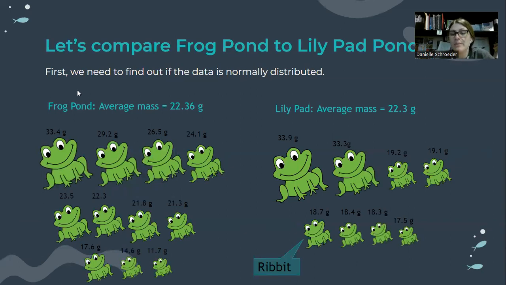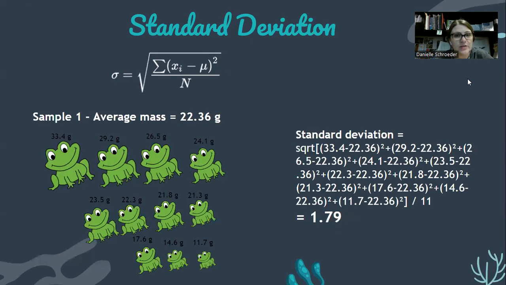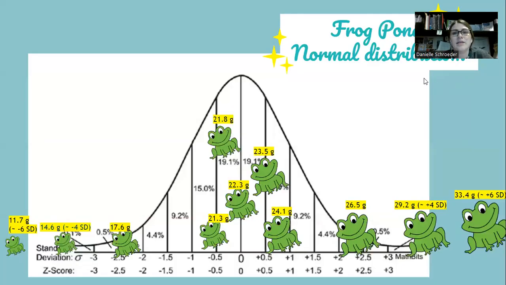Instead, let's do our comparison again where we're looking at Frog Pond and Lily Pad Pond, okay? Here's the frogs I collected there. Here's the frogs from Lily Pad. Let's find out if this data is normally distributed. Calculate the standard deviation. And here we go. This is Frog Pond, okay? Frog Pond, we've got our little frogs down here. We've got our big frog up here. And then what do you know? Most of the frogs fall into the middle. This is a normal distribution. One big peak in the middle, and then a couple of outliers, okay?